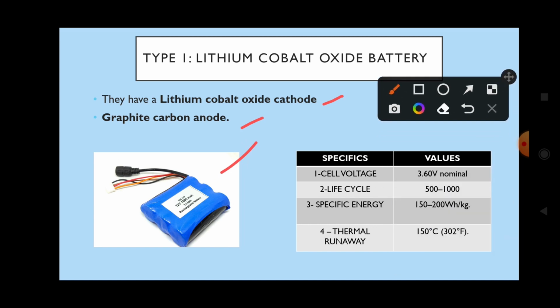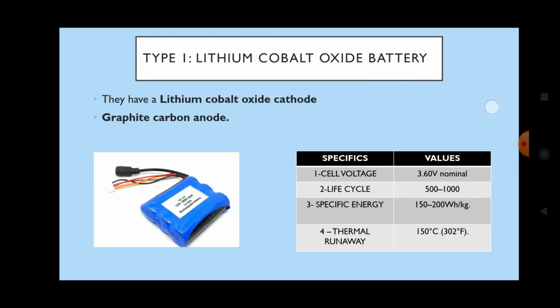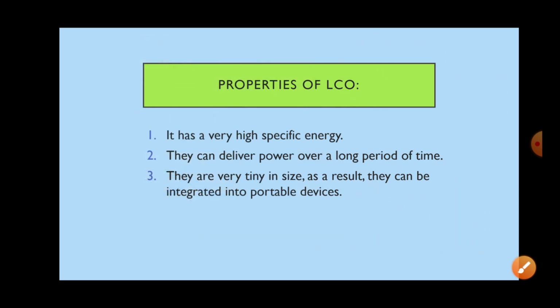The nominal cell voltage is 3.60 volts, the life cycle is 500 to 1000, the specific energy, an important characteristic of the cell, is 150 to 200 watt hour per kg, and thermal runaway is at 150 degrees Celsius. Let's move ahead. Properties of LCO, lithium cobalt oxide.